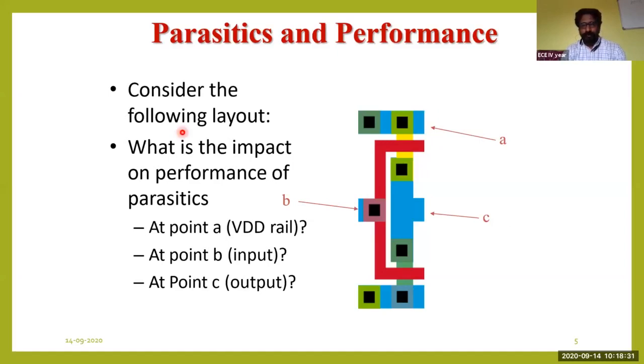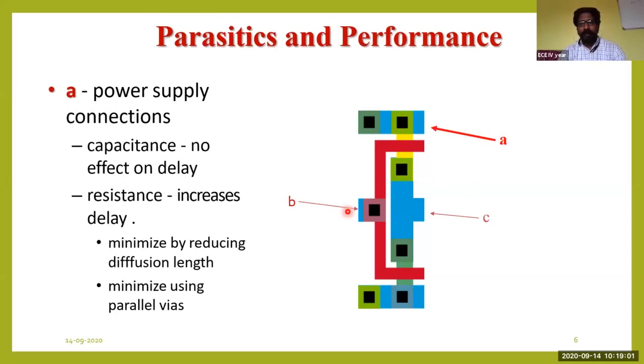So first, let us consider this particular layout here. Let us see what the impacts are where these parasitics are formed in this layout. The first one is at the point of the VDD rail, the second one is at the point of input, which is called the B point, and the third one is at the point of output. So these are the three main regions where we are supposed to concentrate while designing the transistors or CMOS circuit layouts. Let us see now, one after another, the parasitics.